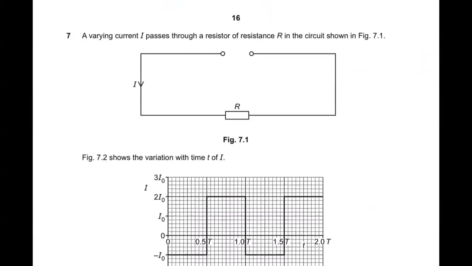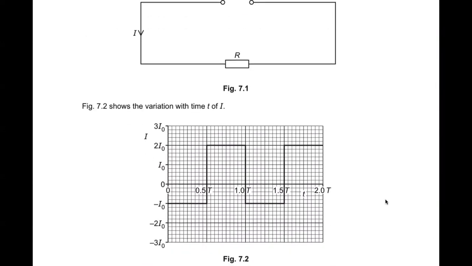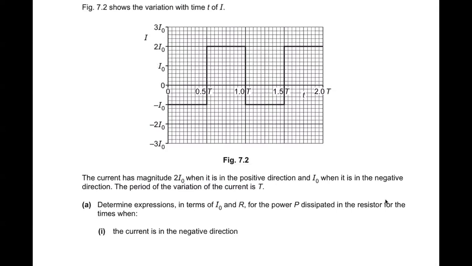7. A varying current I passes through a resistor of resistance R in the circuit as shown in 7.1. So you have I, which is basically a square wave. Current has magnitude 2 I naught when it's in the opposite direction and I naught when it's in the negative direction. And I can also see that it's an equal amount of time for when it's positive and when it's negative, right? With this being one time period, after this being one time period like this. And then it repeats.